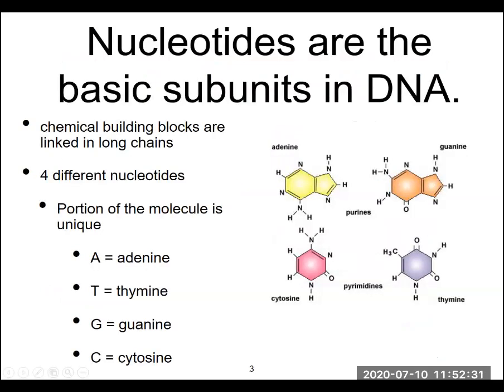Now, if we take a look at this, again, fancy scientific word up here, nucleotides are going to be the basic subunits of the DNA molecule. Basically what this means is that they're going to be like chemical building blocks. They're almost like little Legos that we're going to click together in a long chain. And we're going to have 4 different nucleotides: adenine, guanine, cytosine over here, and thymine over here.